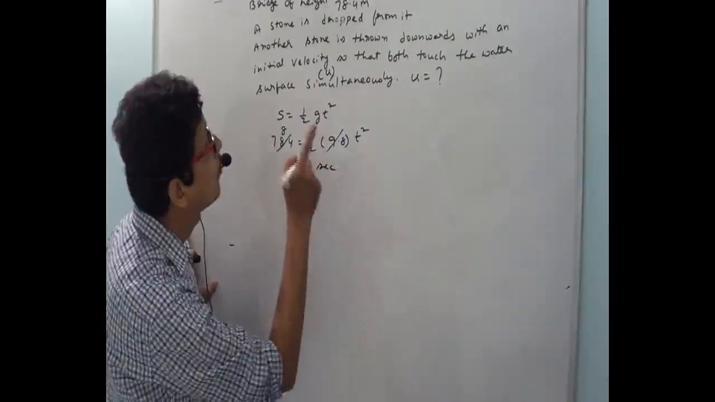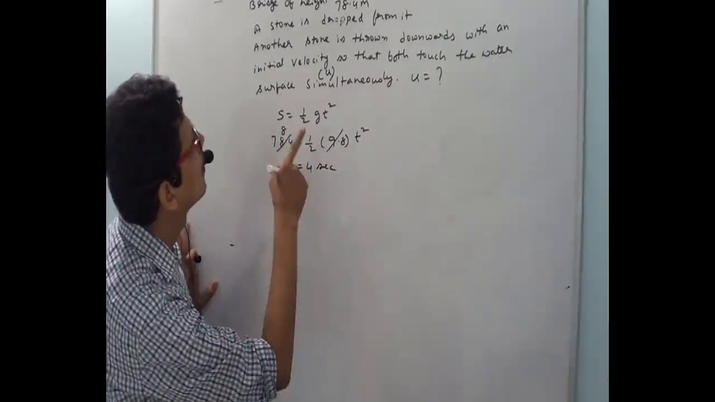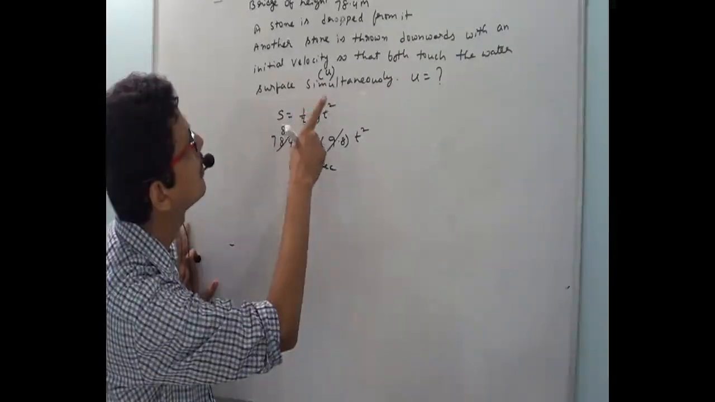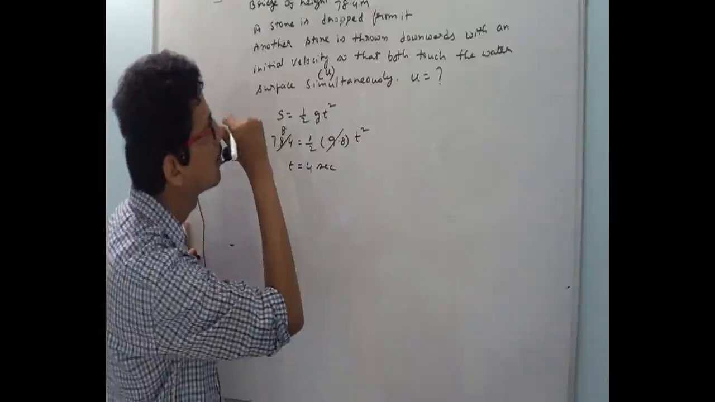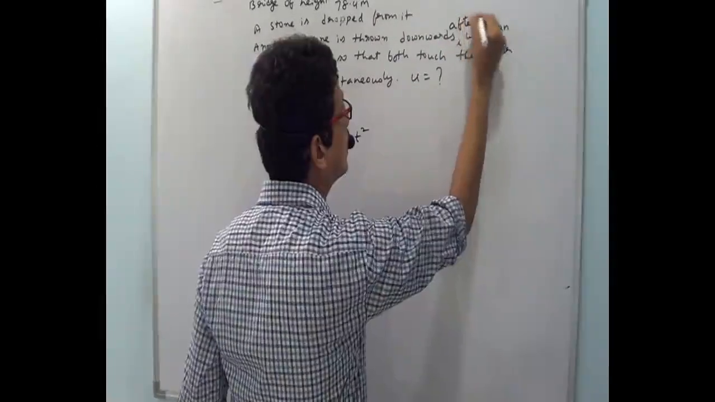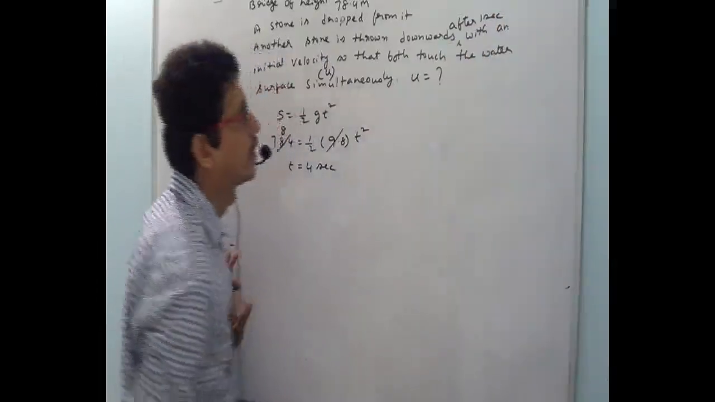Okay, and after 1 second another stone is thrown downwards with an initial velocity so that after 1 second. You have to write: after 1 second.